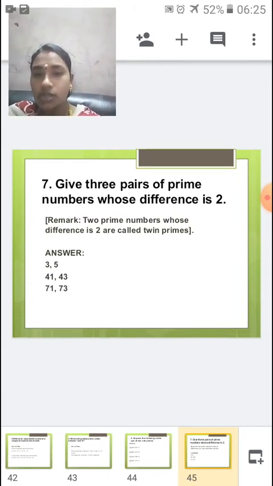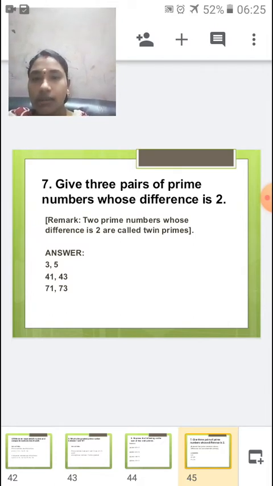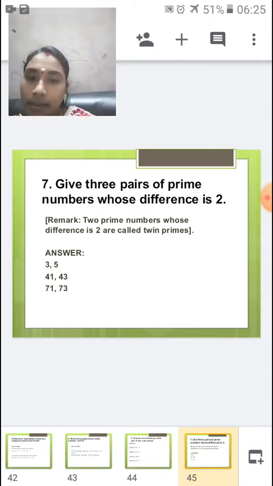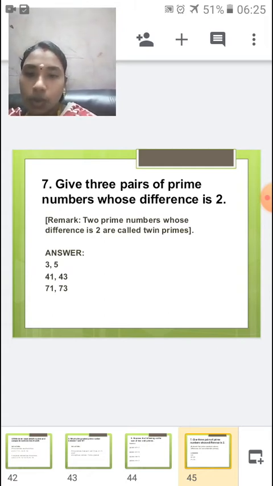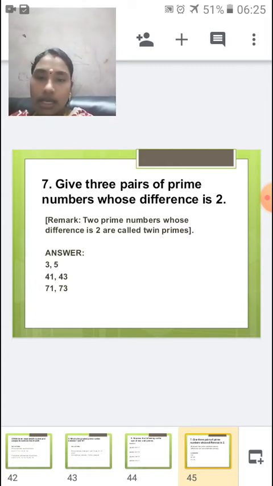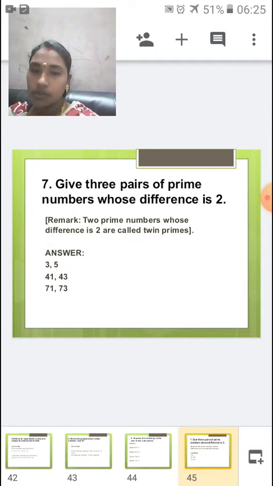Give three pairs of prime numbers whose difference is 2. There is a remark given here. Two prime numbers whose difference is 2 are called twin primes. Repeat: two prime numbers whose difference is 2 are called twin primes. This may come as a 1 mark answer in your exams.